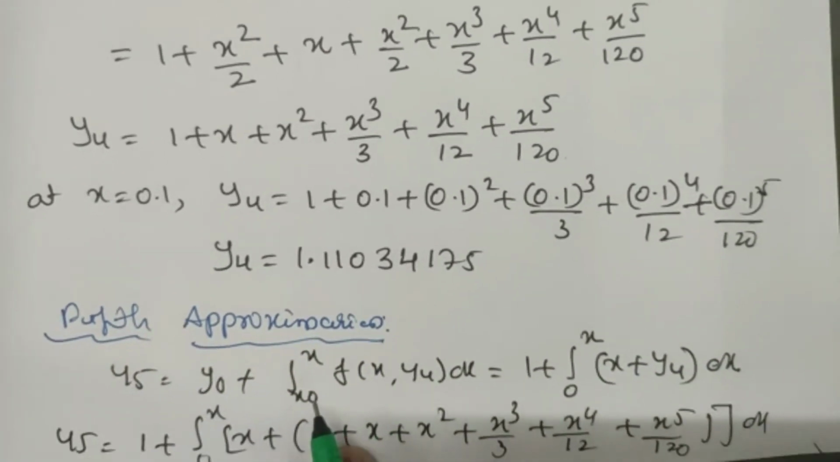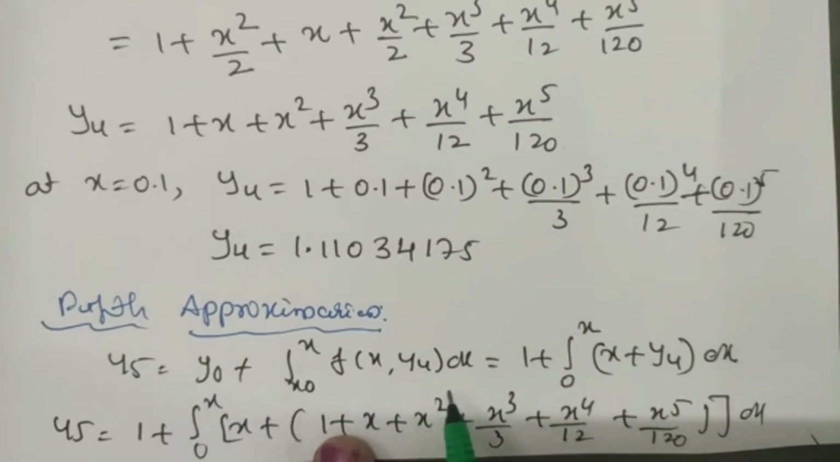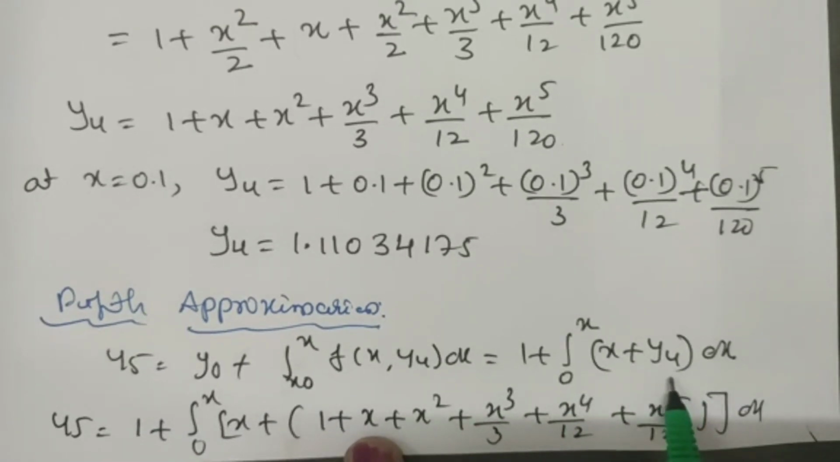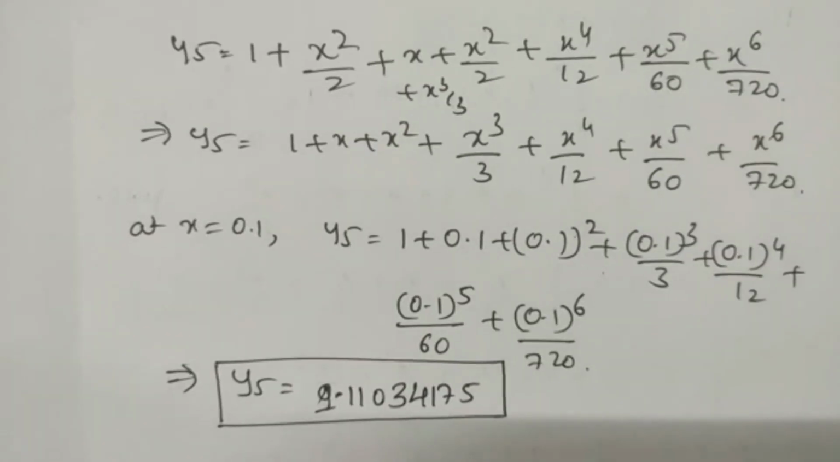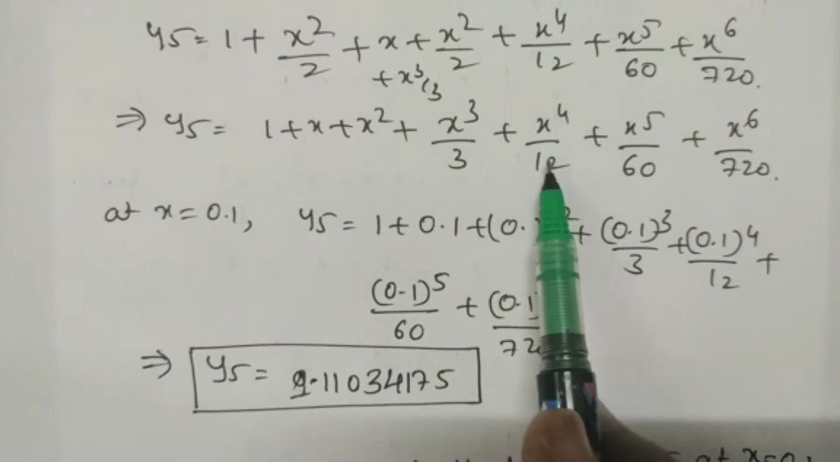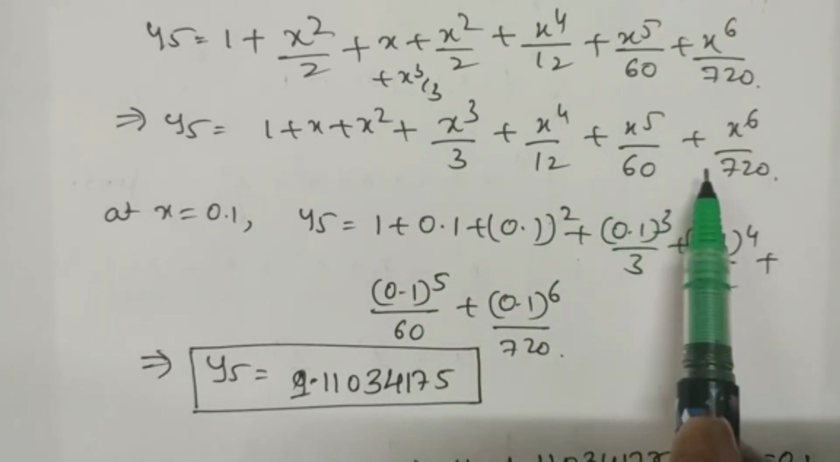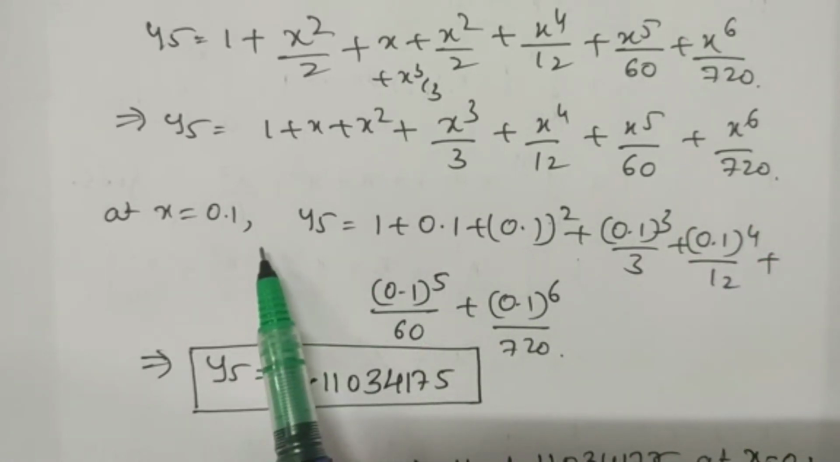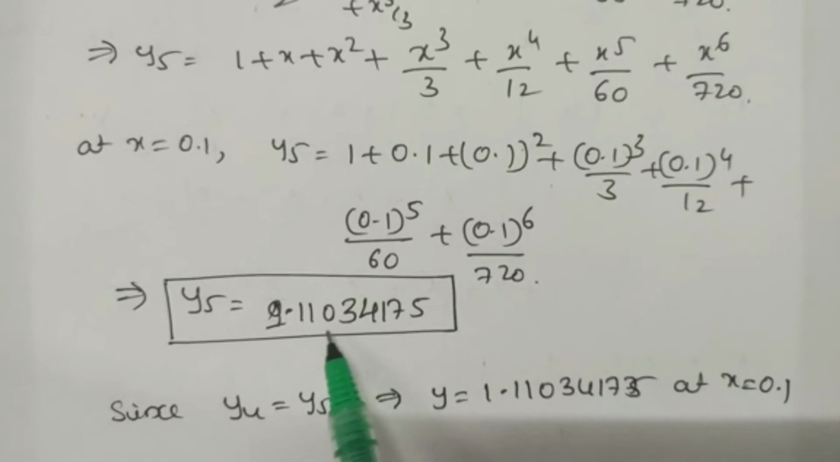Here it is y naught plus integration from x naught to x of f of x y4 dx. So it is 1 plus integration from 0 to x of x plus y4. Substitute the value of y4 in this. So we will get y5 equal to 1 plus x square plus x cube by 3 plus x raised to 4 by 12 plus x to the power of 5 by 60 plus x to the power of 6 by 720. Substitute the value of x equals 0.1 in this.